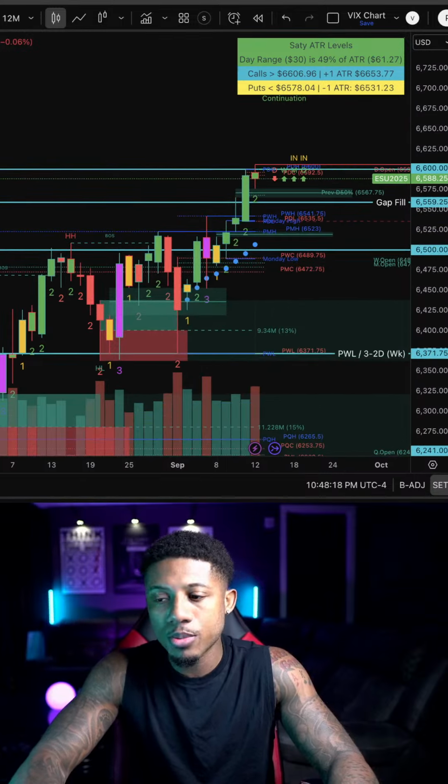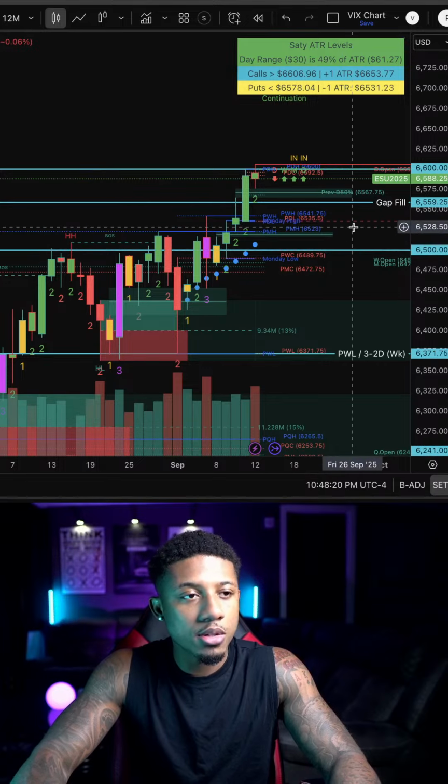Do you use liquidity sweeps? Yes. What stock is this? This is SPX. This is ES futures.